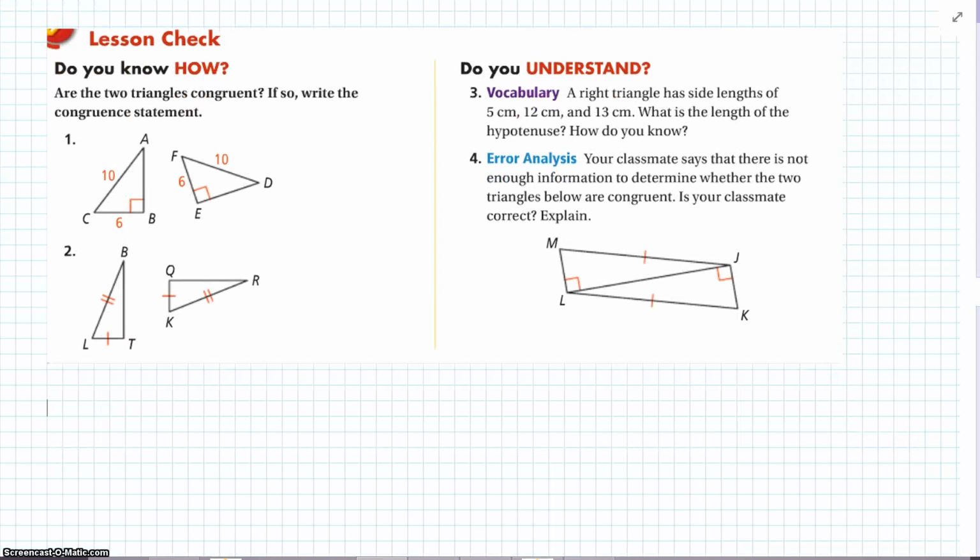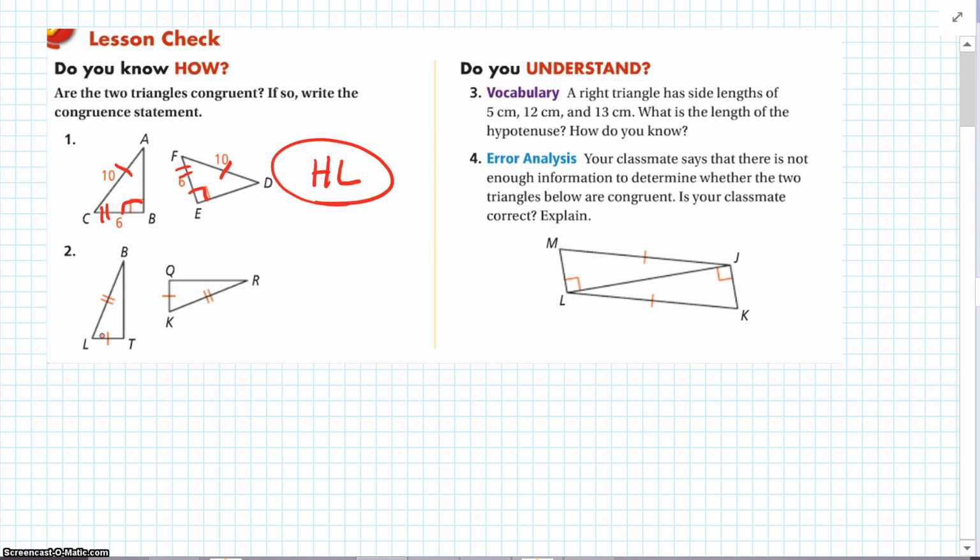So, lesson check. Are the two triangles congruent? If so, write the congruency statement. Well, they're both right triangles. Both of their hypotenuses are congruent, and both have a leg that is congruent. So yes, by HL. Number 2, I have a side that's congruent, and I have a side that's congruent. But I'm not told these are right triangles, so we do not have enough information.